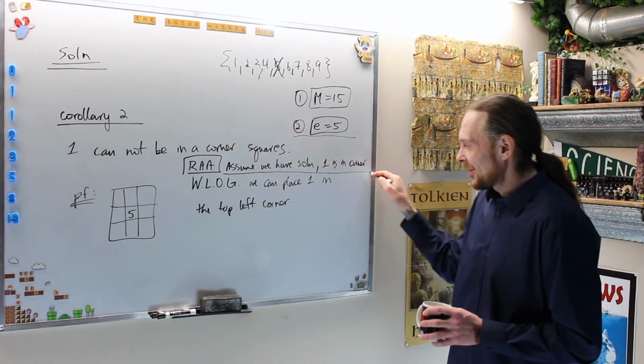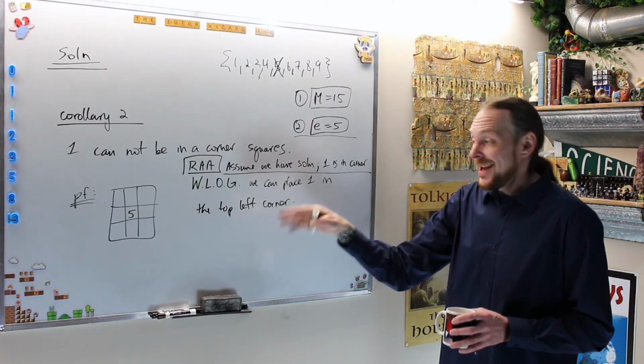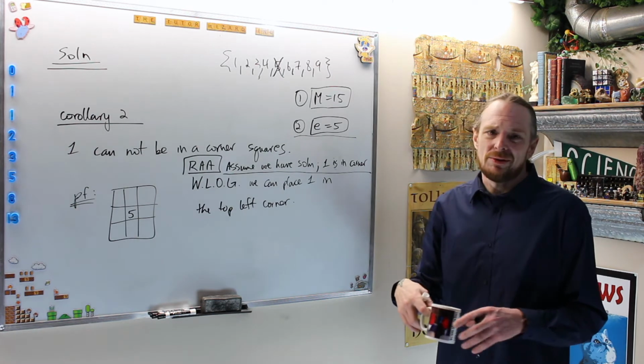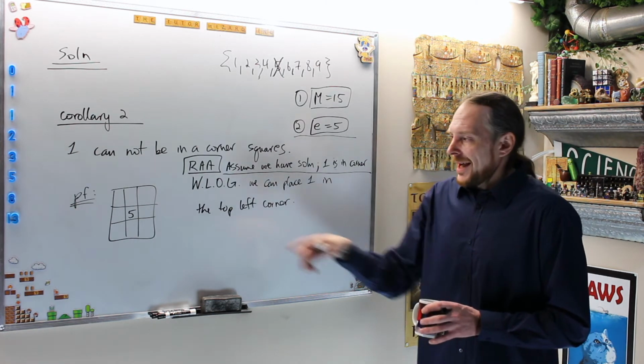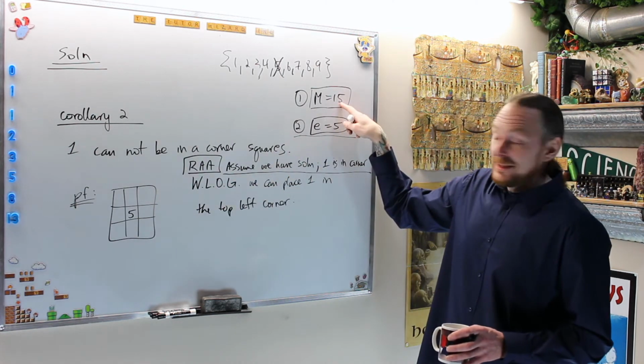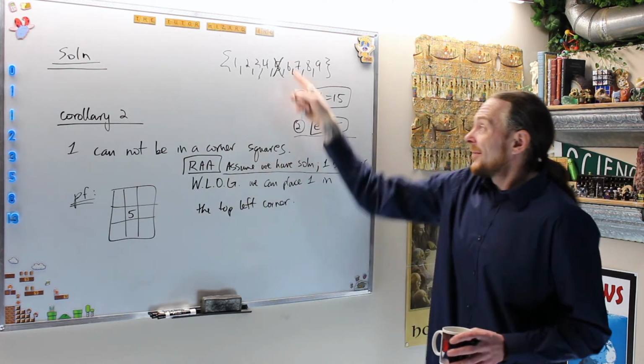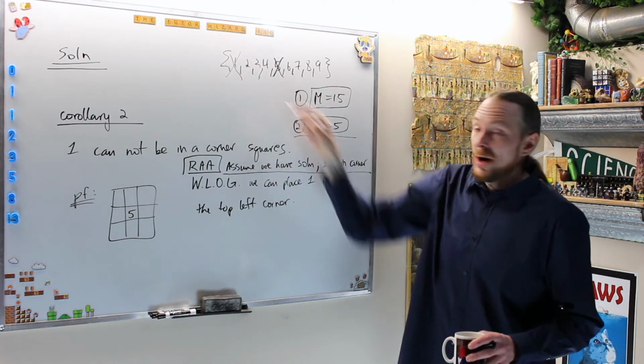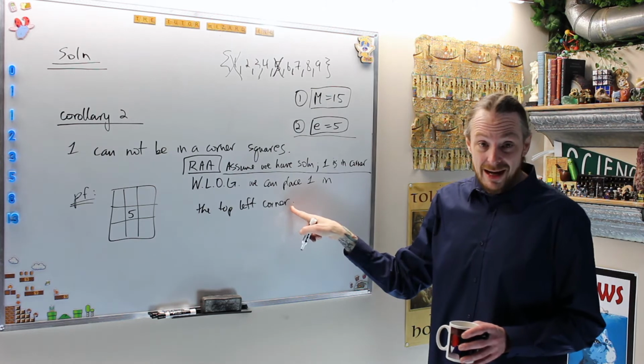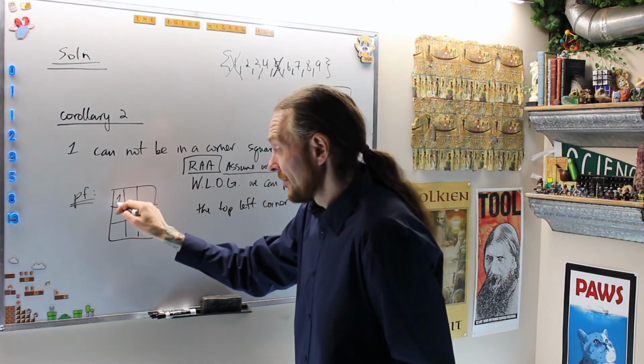Under that assumption, I'm going to try to say that I do have a solution and I've put 1 in one of the corners. Well, I know that the sum is 15. I know that the center square has to be 5, so I've already used the 5, and now I'm taking the 1, and I'm assuming that without loss of generality, it's in the top left corner.